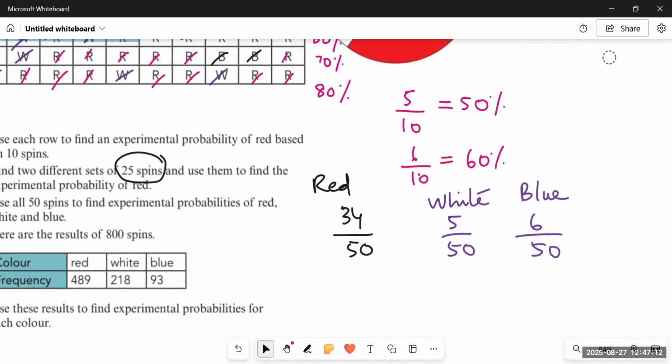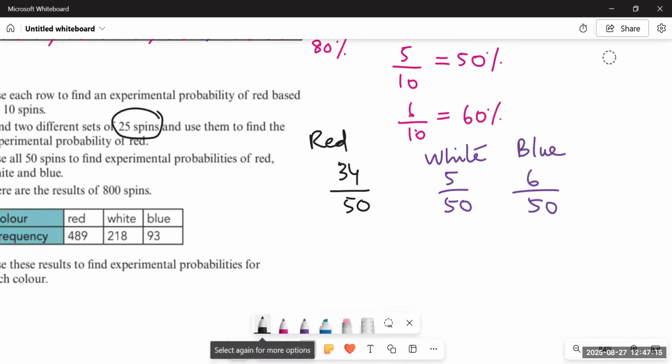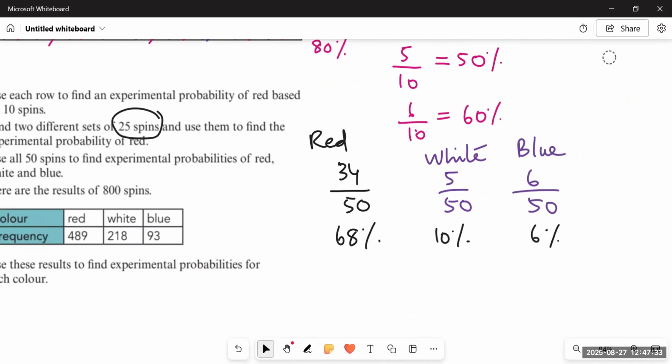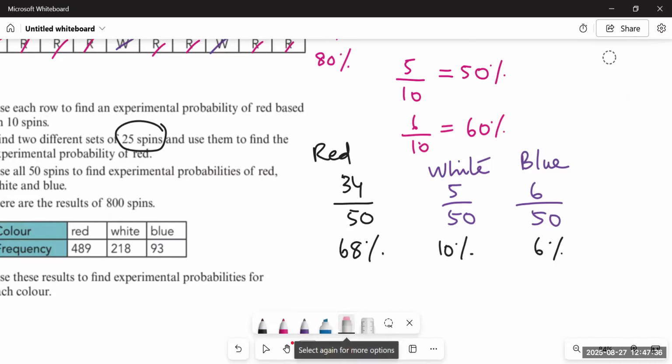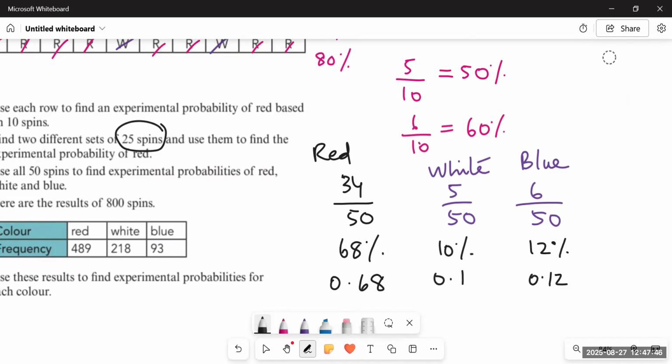So the probability of red would be 68% or 0.68. For white, it would be 10% or 0.1. And for blue, it would be 6% or 0.06. 5 upon 50 is 0.1, that is 10%. And 6 upon 50 is 0.12, wait, it's 12%, that is 0.12. So this is the total of the probabilities we are getting.